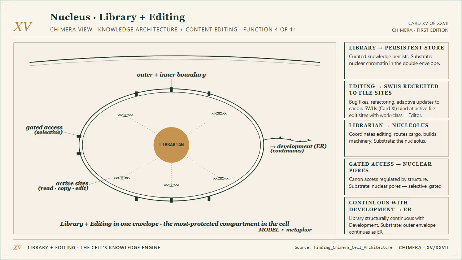On the right, the outer envelope curves out and continues into the ER, the development compartment. Bound SWUs appear immediately on the ER segment. Library is structurally continuous with development. Drafting against canon is seamless because the membrane never breaks. A cell organizes specialized information processing in compartments. Library and editing holds the canon, its librarian, and the active file edit sites where SWUs do the actual read and edit work, inside the most protected envelope in the architecture.